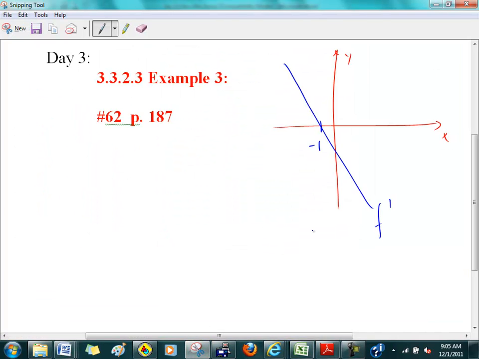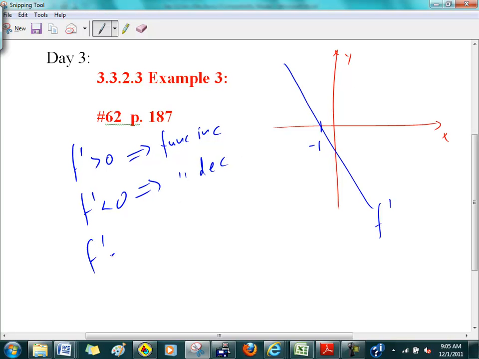So remember, f prime greater than 0 means function increasing. F prime less than 0 implies function decreasing. And f prime equals 0 really means either a min or a max. Now notice that the graph is of f prime. Okay, it's not f, it's f prime. So where is f prime positive? What interval?